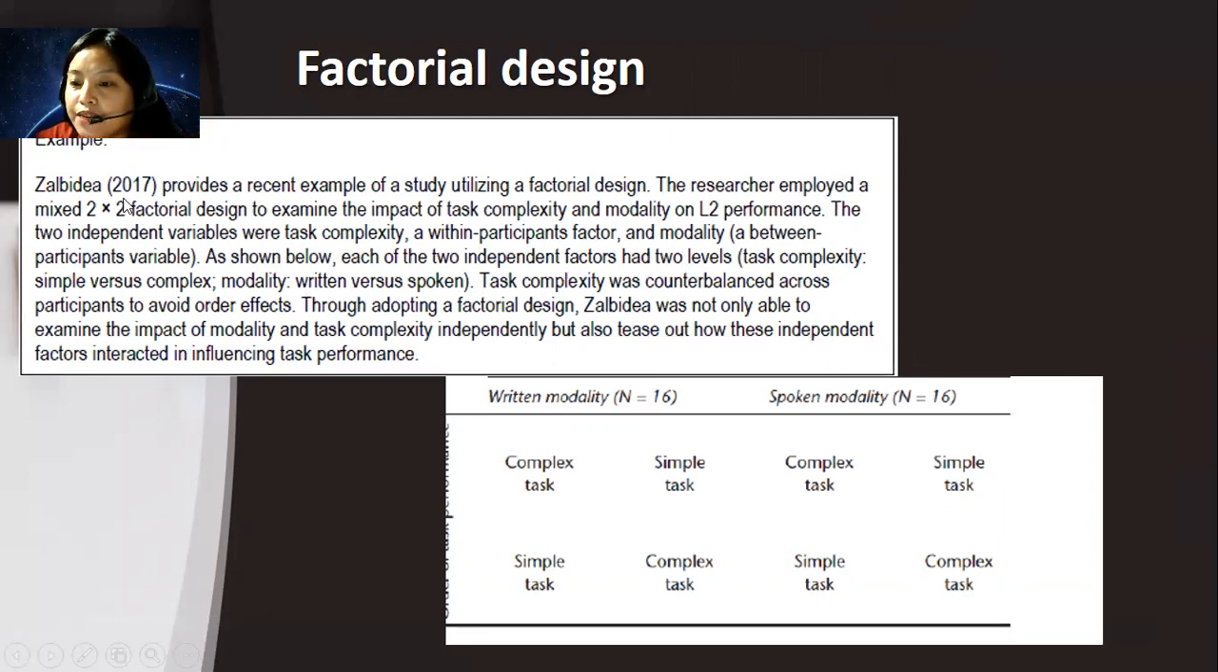Zalbidea provides a recent example of a study utilizing a factorial design. They employed a mixed 2 by 2 factorial design to examine the impact of task complexity and modality on second language performance. The 2 independent variables were task complexity, a within-participant factor, and modality, a between-participant variable: the written modality and the spoken modality, that is, writing and speech.